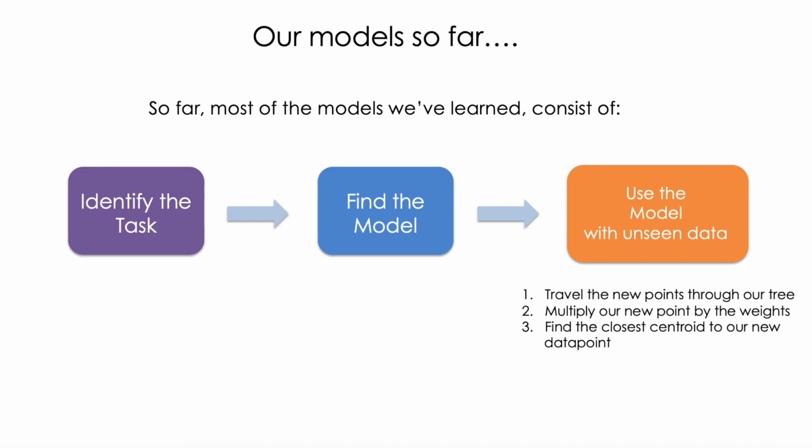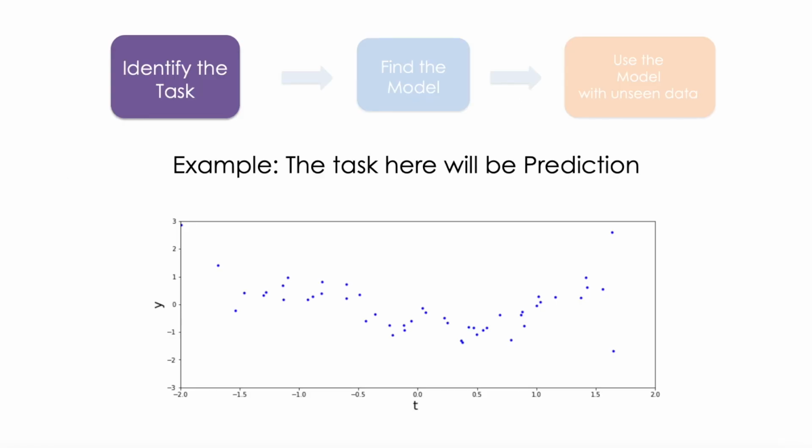And then whenever we get to use our models, usually, for example, in the classification case, if we get a new data point, we must travel that data point through our tree to see what is the predicted class. Or if we get a new data point in the regression case, we will have to multiply that point by the weights to predict the output. Or in the case of clustering, if we get a new data point, we just need to find the closest centroid to that new data point to decide to which group or cluster the new data point belongs to, right?